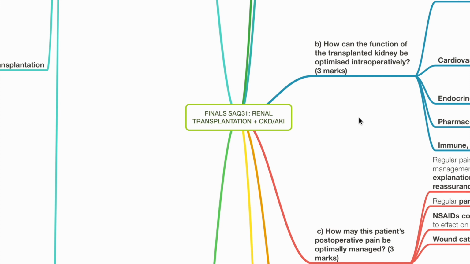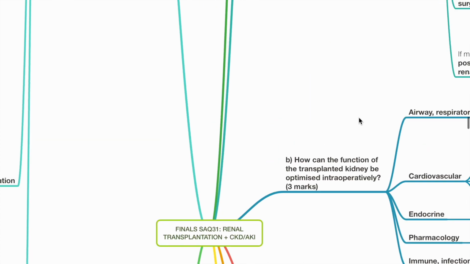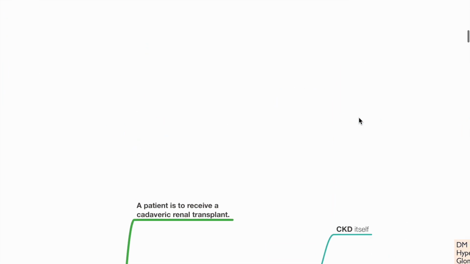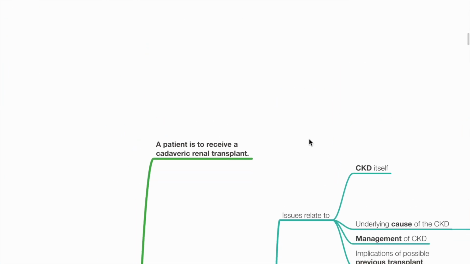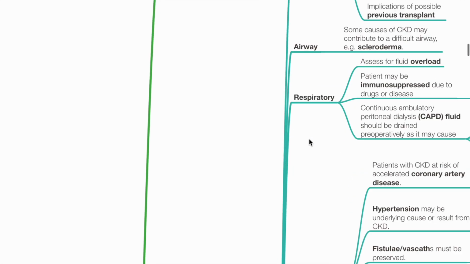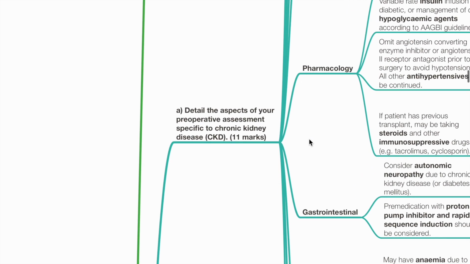Finals SAQ31, Renal Transplantation, CKD and AKI. The case. A patient is to receive a cadaveric renal transplant. A. Detail the aspects of your preoperative assessment specific to chronic kidney disease.